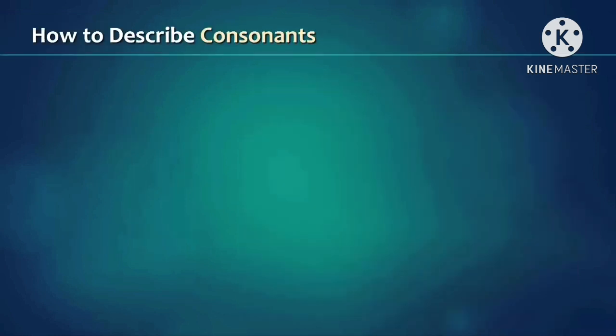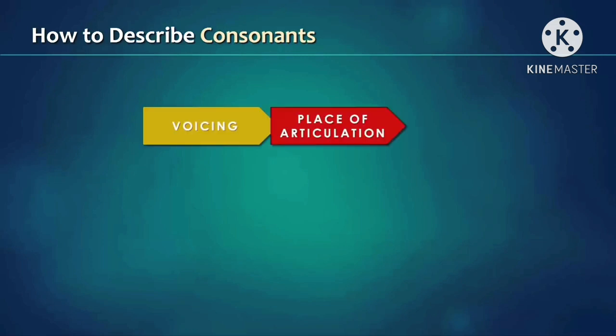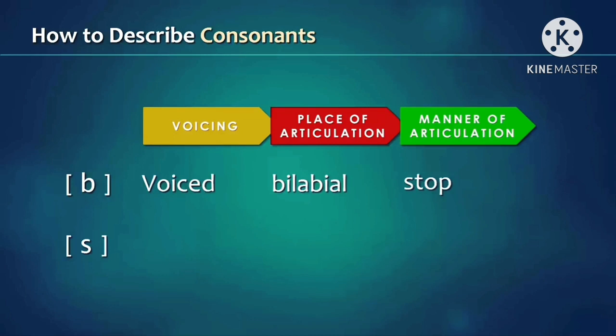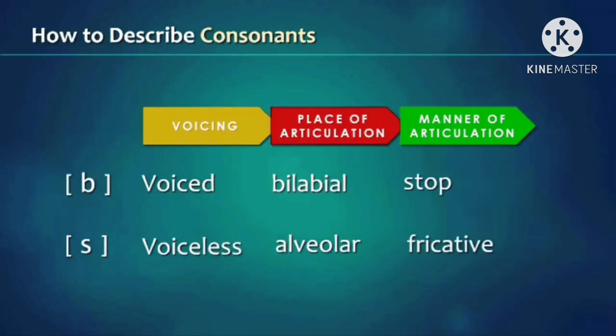Okay, we discussed 3 criteria for describing consonant sounds: voicing, place of articulation, manner of articulation. And when linguists talk about consonant sounds, they do so in that order. For example, b is considered a voiced bilabial stop sound. S, voiceless alveolar fricative.